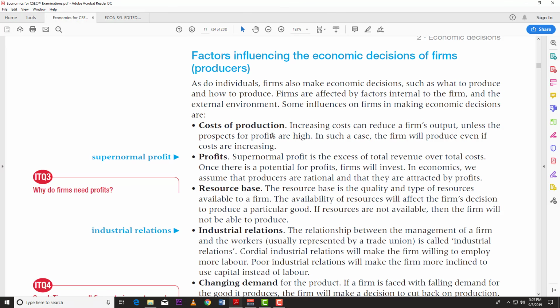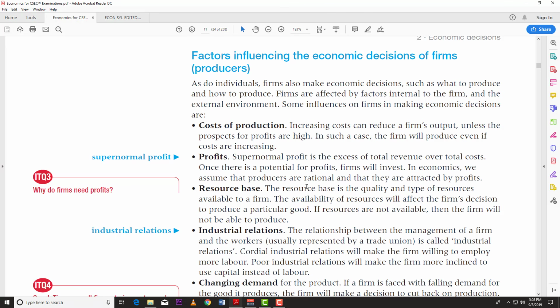If the cost is too high, they can choose to stop producing, raise the price of the final product, or reduce the size of the final product, whatever they might do, but they have decisions to make. Then of course you have the ultimate goal of most businesses, to maximize profits. Supernormal profits is the excess of total revenue over total costs. Once there is a potential for profits, firms will invest. In economics, we assume that producers are rational and that they are attracted by profits.